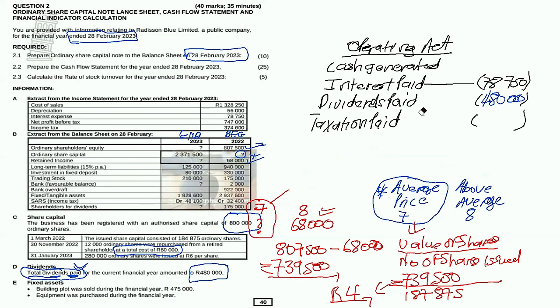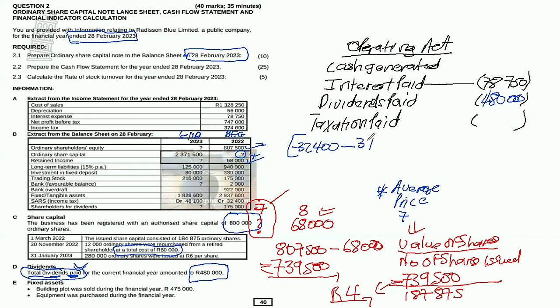However, taxation paid. So now our taxation paid at the beginning, our SARS, we were told that our SARS, it's what? It's on the credit side. So meaning you owe SARS an amount of 32,400, right? Remember, income tax, always you subtract to income tax. So income tax amounted to 374,600, right? Therefore, we have our what?